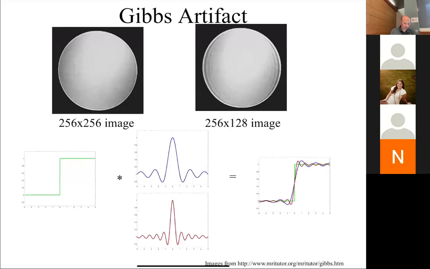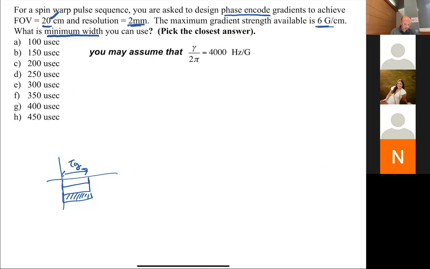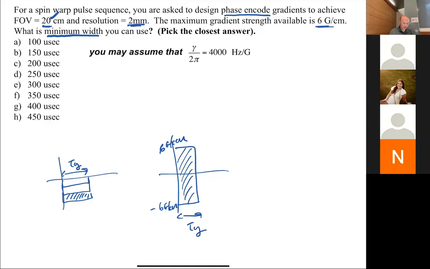So if you think about it this way, what we really care about is, basically, I can go 6 centimeters this way, 6 Gauss per centimeter this way. Okay. And so I want this whole area, right? That's the area from one side of K space to the other side of K space, right? And that's tau sub y, right? So I need to know, so this height is 12 Gauss per centimeter, right?